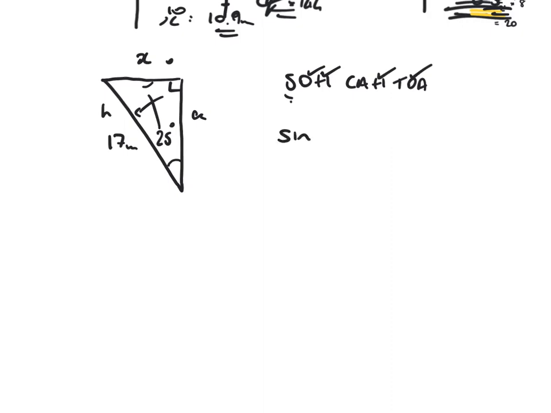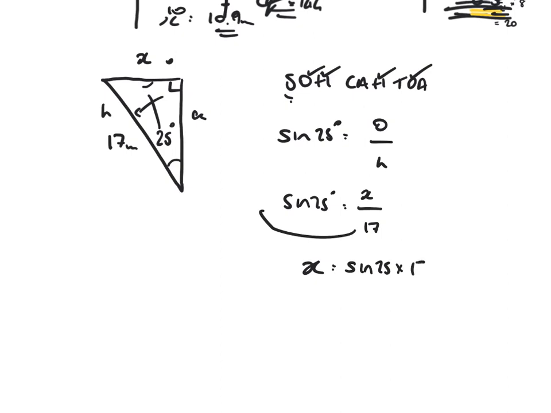Sine of 25 is equal to the opposite over the hypotenuse. Sine of 25 is equal to the opposite, which is x, what we're looking for, over the hypotenuse, which is 17. Bring that up and multiply, so x equals sine 25 multiplied by 17, which is equal to 7.2 metres.